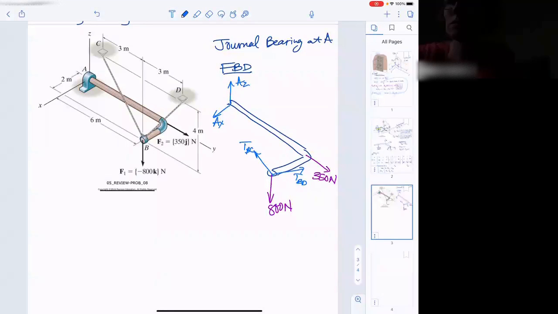And then because we only have a single bearing, that bearing is also capable of preventing rotation. This bar is free to rotate about the bearing at A, about the Y-axis, but the bearing is going to prevent it from rotating about the X-axis and the Z-axis. So I want to draw on here a moment at point A about the X-axis and a moment about point A about the Z-axis. So we've got two unknown moments and two unknown forces at a single journal bearing.